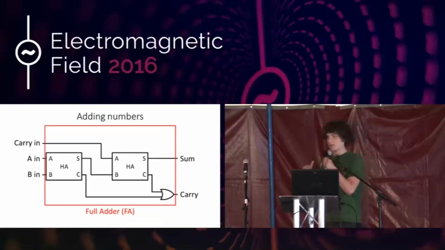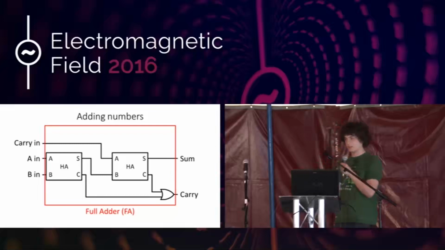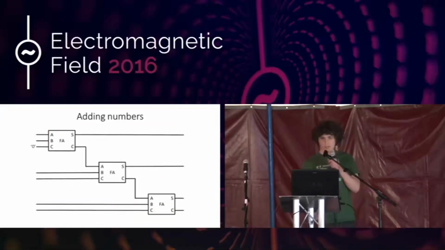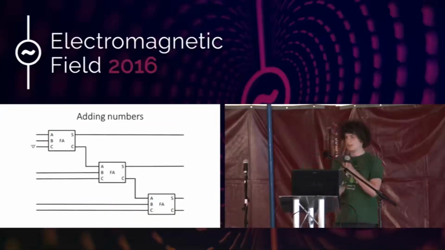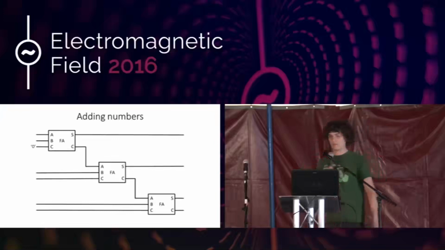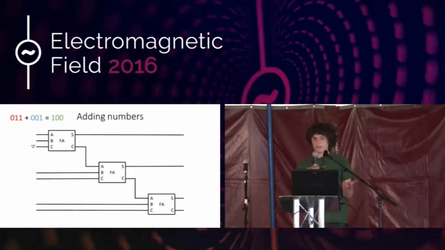But what we would actually like to do is add real numbers. So we'd want to be able to check how much is 3 plus 1. And for that, we can come up with this fancy circuit. To see how it works, it's really the easiest to just do an example. So let's say that we want to add 0, 1, 1 and 0, 0, 1. So we want to add 3 and 1.